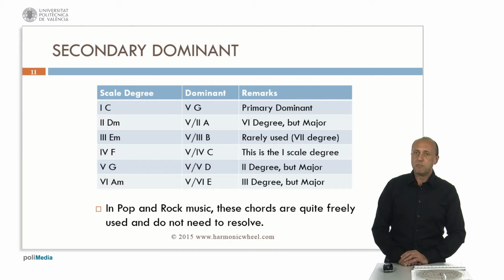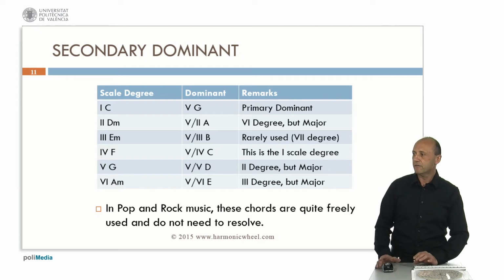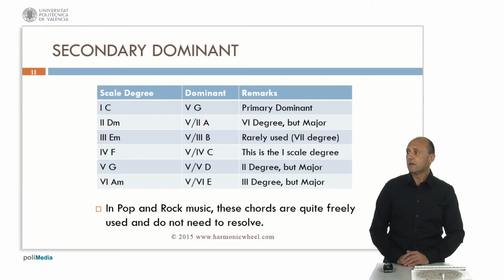And the 7th degree, B, which is the dominant of E minor, is rarely used. Usually, a dominant chord tends to resolve to its corresponding tonic, but in pop and rock music, the dominant chords are used in a free way and do not need to resolve.